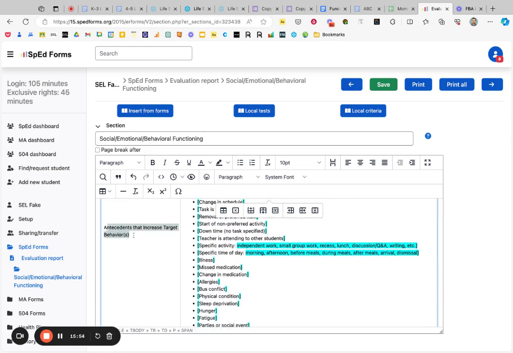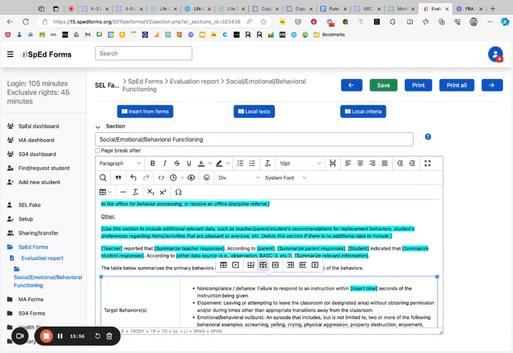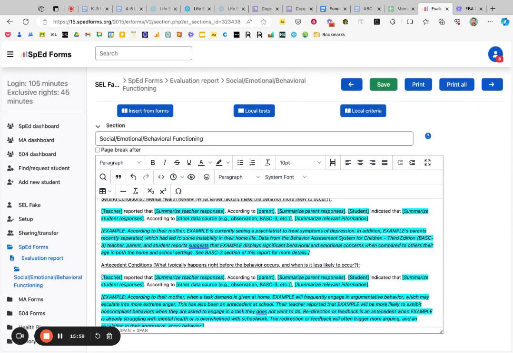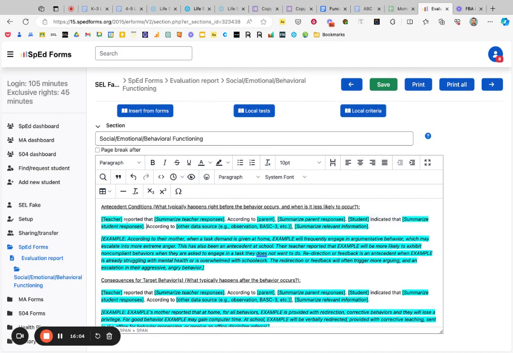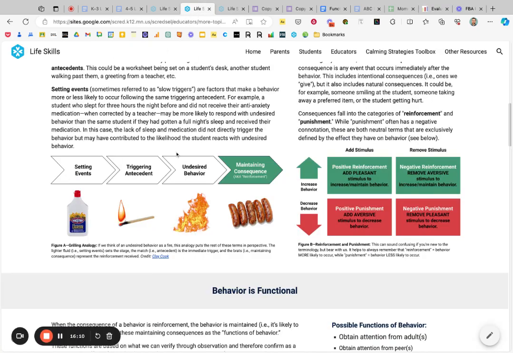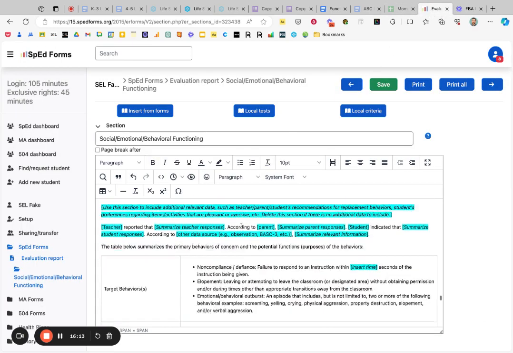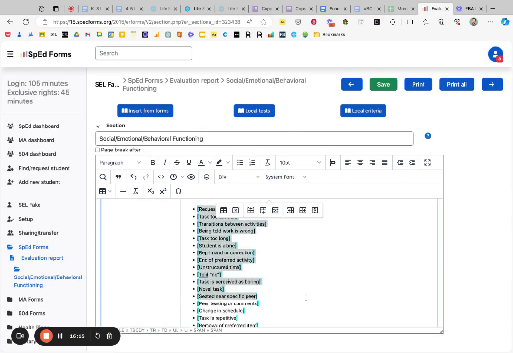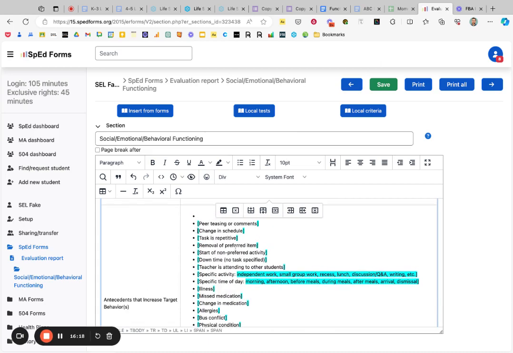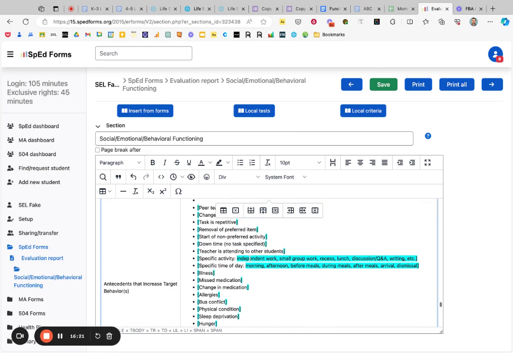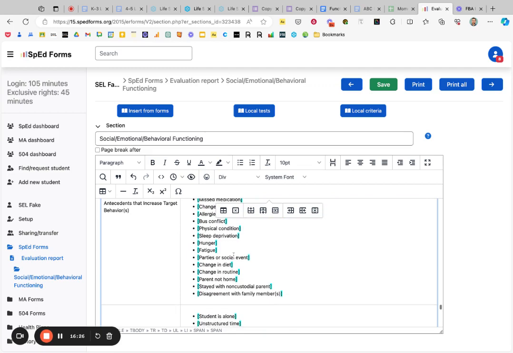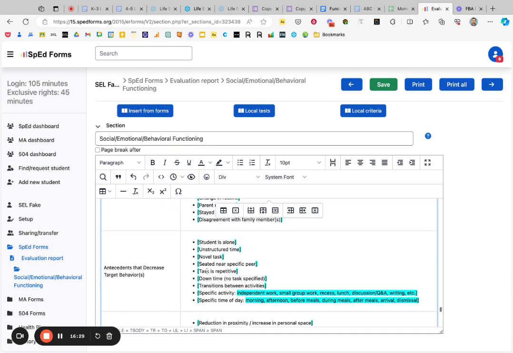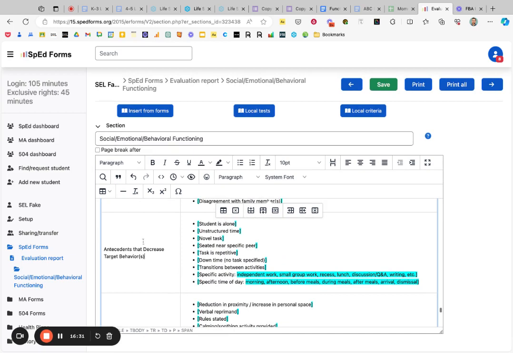Antecedents that increase the target behaviors. So again, we wrote this up narratively right here. So we're not making this up from scratch, to be clear. But right up here, I wrote up the interviews and observations and kind of what it all said about what that match is for the behavior. So I'm just going to remove things until I have the antecedents that tend to come before the target behavior that we're talking about, or the target behaviors, plural.